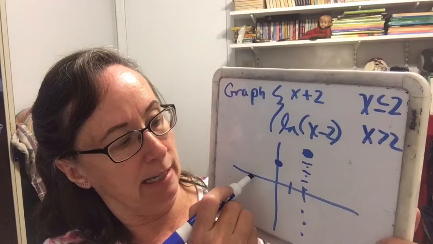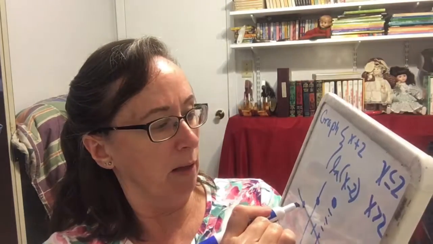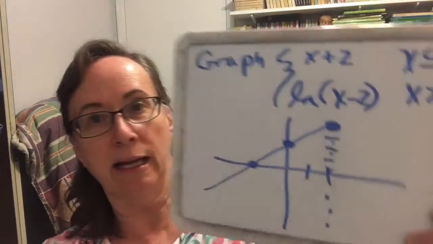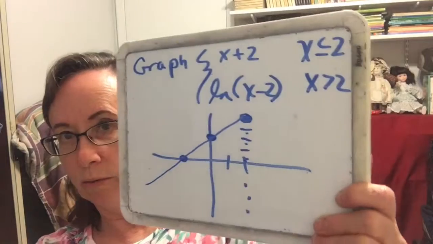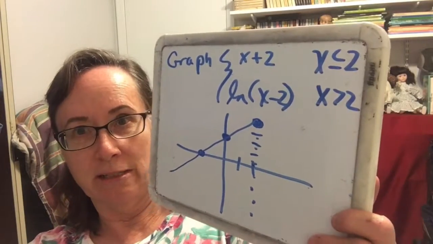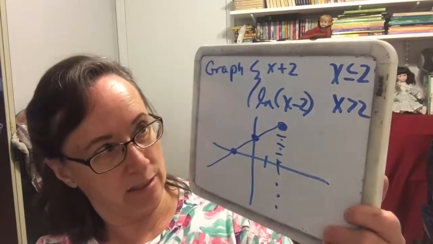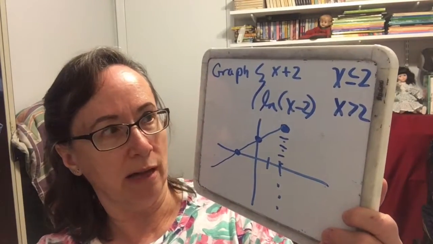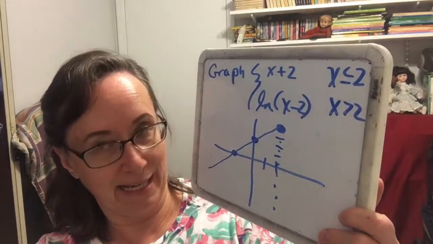And if we went to negative 2, we would go through 0. So we can go all the way up to there. We know it's a line. There we go. And then to the right of 2, a new function takes over, and it's the natural log of x minus 2, which is going to be the natural log function slid 2 steps to the right.